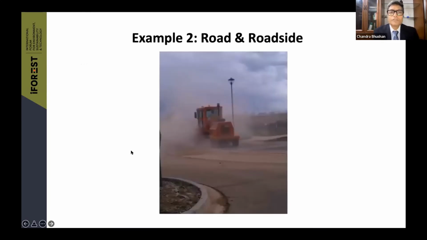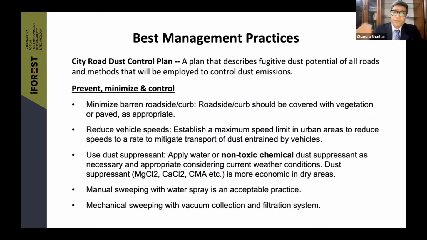How do you control road dust from road and roadside? Every one of us who travels sees how much dust is generated from the roads. Again, every city will have to develop city road dust control plans now. You will have to identify roads where dust is generated, and then identify how you are going to control dust. So a major survey should be done in all the cities to identify stretches of road where dust is a major problem, and then develop an action plan to reduce dust.